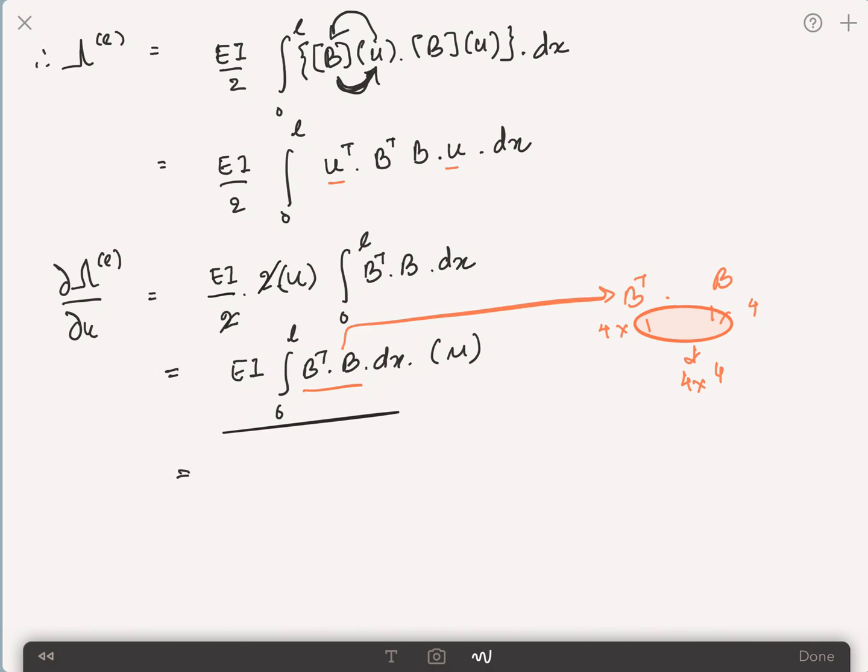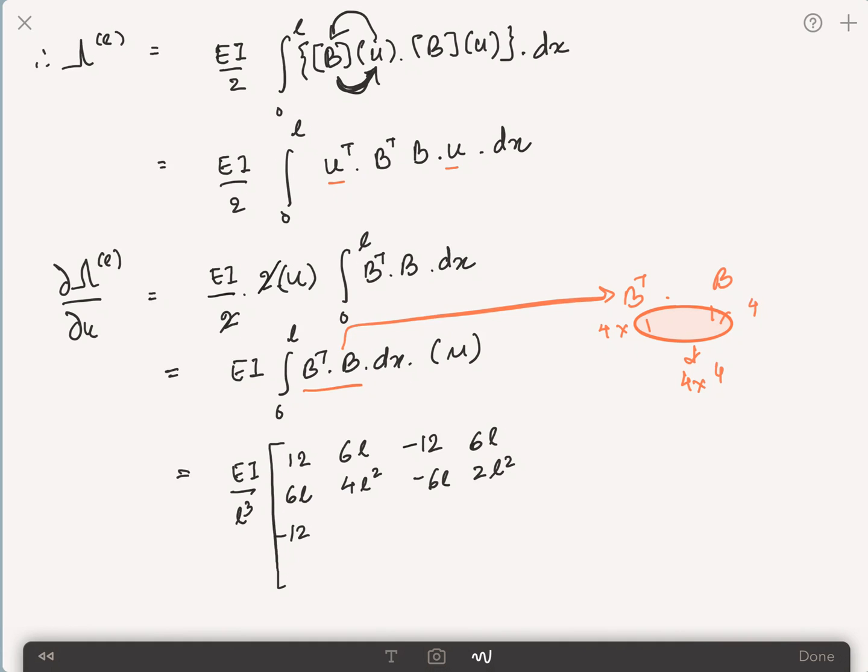So basically this part is the stiffness matrix, which can be written as EI times a certain 4 by 4 matrix, which I will fill up for you for your ease. It will always be divided by L cubed, so I'll take the L cubed out. You can write it as 12, 6L, minus 12, 6L; 6L, 4L square, minus 6L, 2L square; minus 12, minus 6L, 12, minus 6L; 6L, 2L square, minus 6L, 4L square.